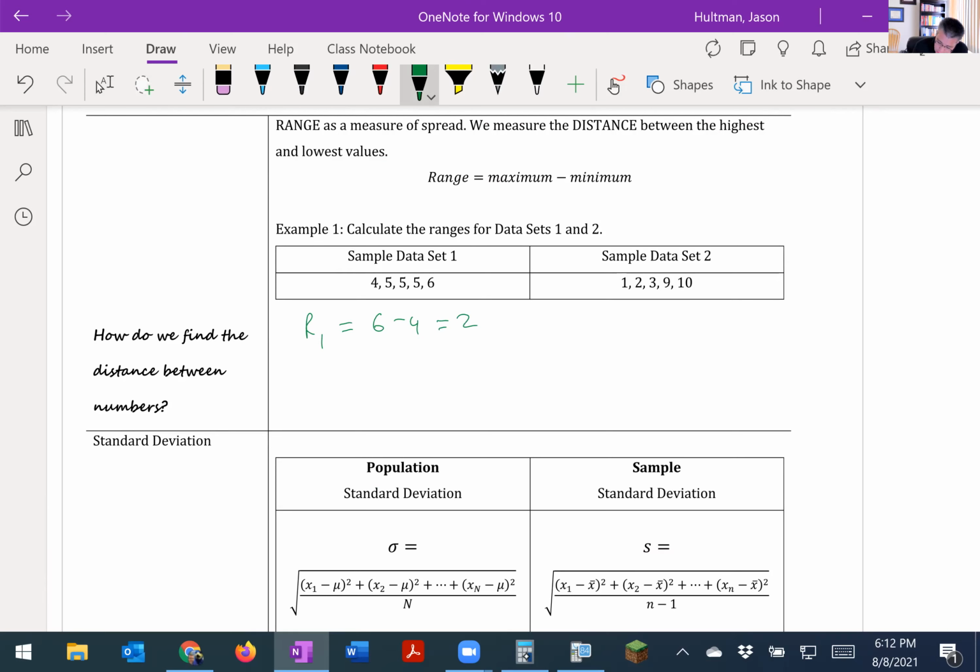Okay, and what about R2? The range is 10 minus 1, which is 9. So that had a range of 9. Max minus min is 9. So 2 for the first range, and 9 for the second range.